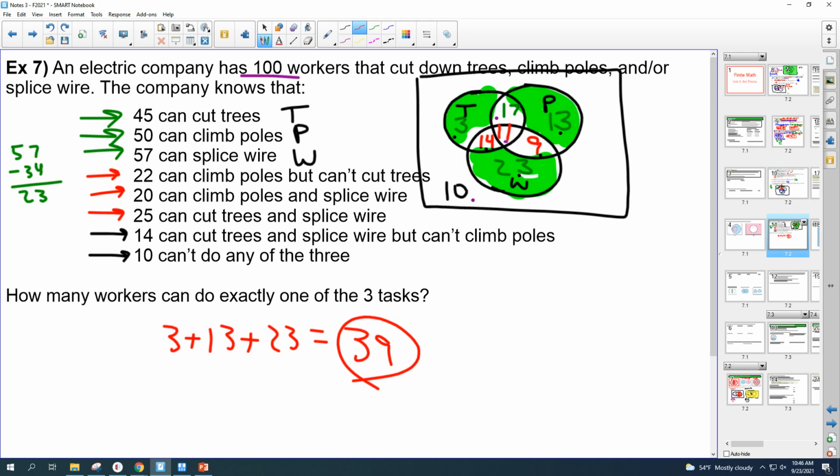13 for the only poles. When I was here and it said 50, I looked at this. Okay, it doesn't say only poles. It doesn't say only. Okay, climb poles but can't cut trees. So poles but no trees. Poles but not trees would be this. No, because that's inside the tree circle. So no, I would not use that.